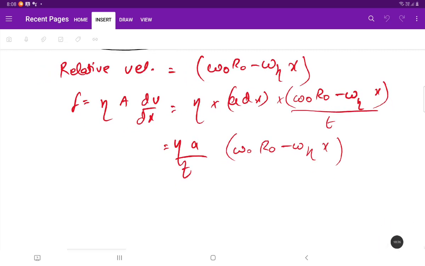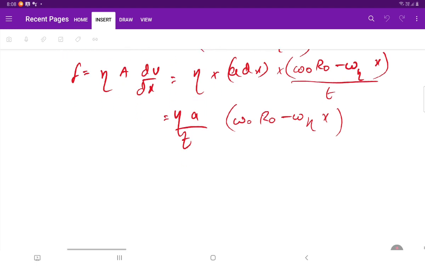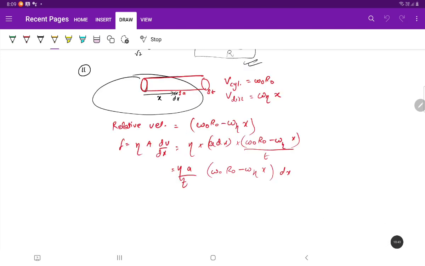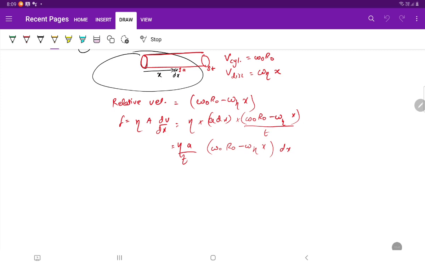Now in this case we are not required to find any such stationary point. We can directly get the result. What will be d tau? One minute, there's some problem. Yes, the problem is solved. Now what will be the differential torque? d tau will be eta a by t into omega naught r naught minus omega eta x, into x dx.